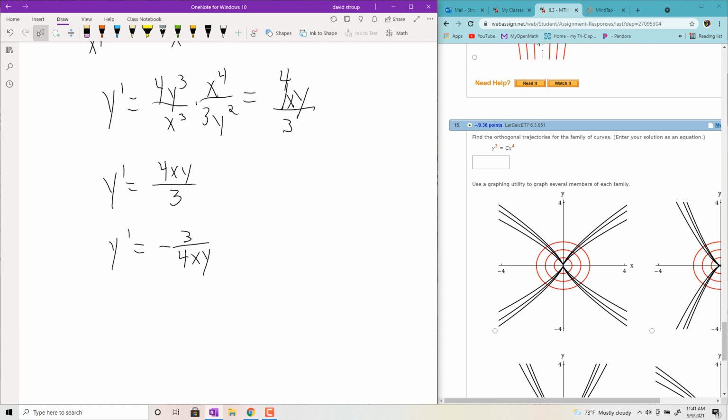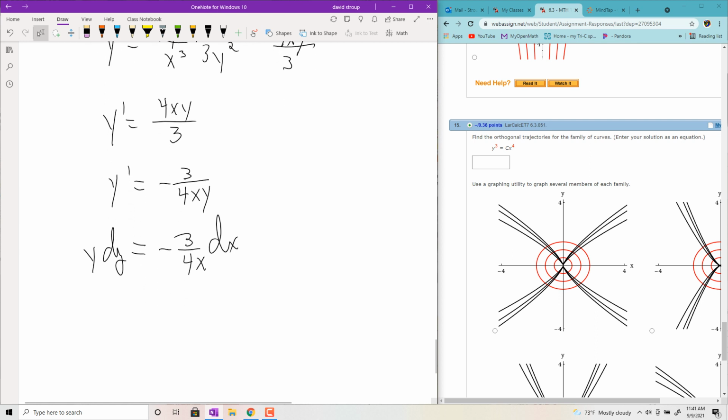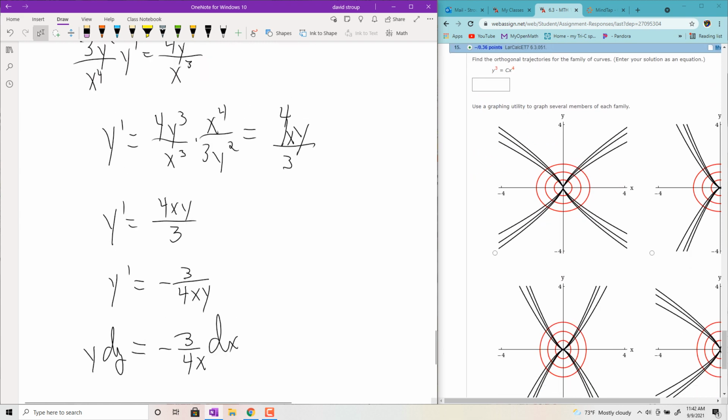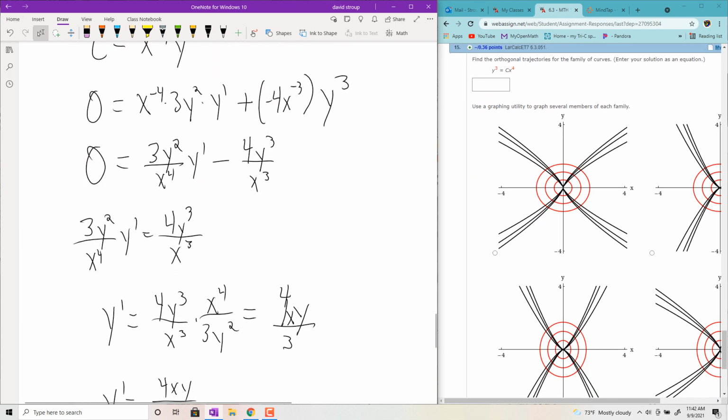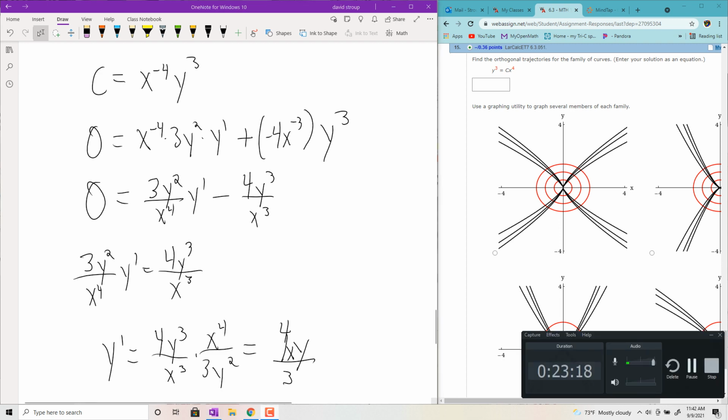Then I need to solve this differential equation, so multiply both sides by y, so I get y dy, multiply both sides by dx, negative 3 all over 4x dx. I'm sort of starting to get worried because it seems like in the solutions you need, did I make a mistake back here? Let me pause the video and see if I made a mistake.